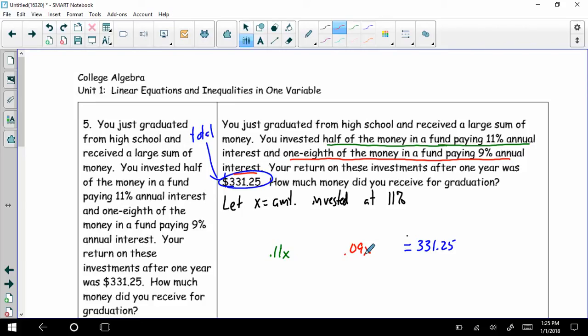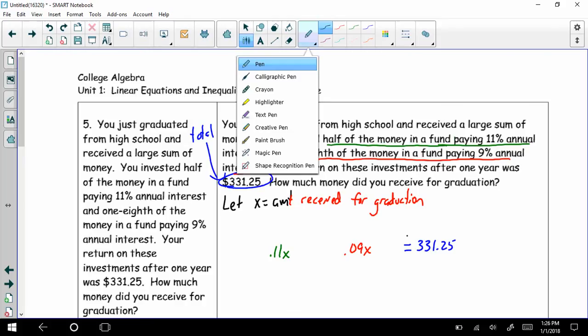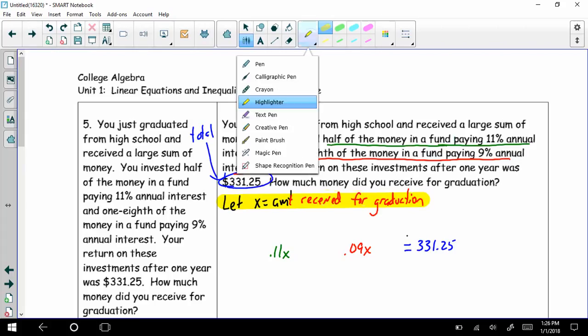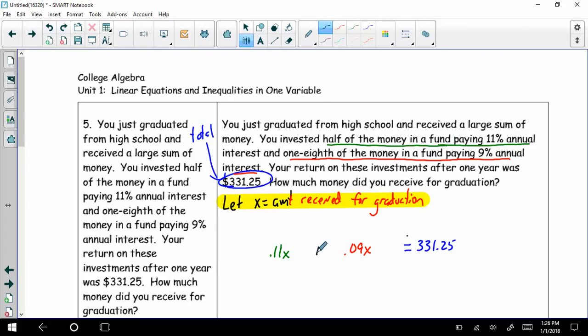I see my mistake here. X is actually not the amount invested at 11%. It's the amount received for graduation. So I'm going to highlight that just because it was my mistake. I want to emphasize it. So X is going to be the amount received for graduation. We are adding those together because we get the interest from both accounts.